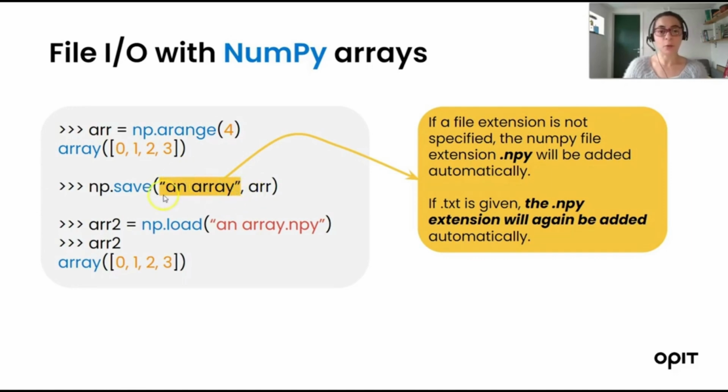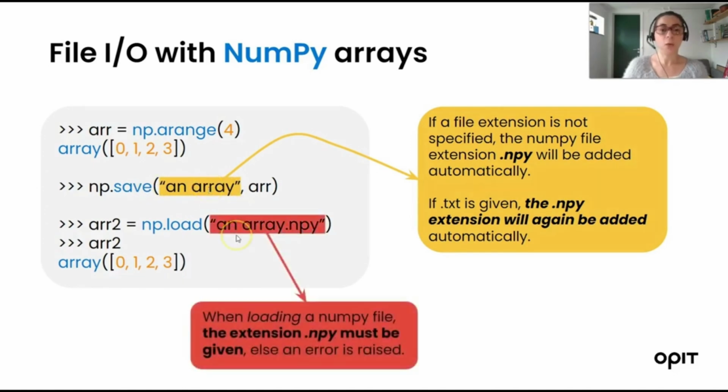Notice that when you give the file you want to have your array stored in, instead of just giving the name of the file, you can also give the absolute path to the file. Now, when we want to load back the contents of an npy file, the extension npy needs to be specified, else you will see that an error is raised.